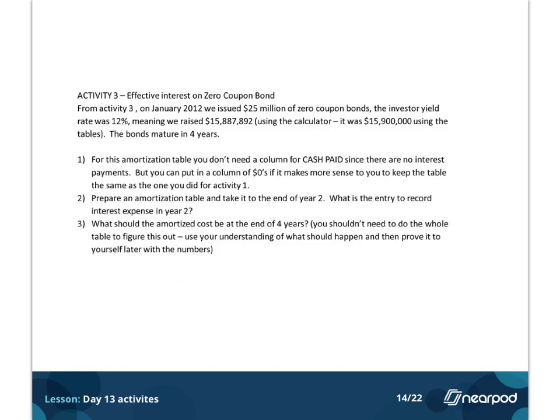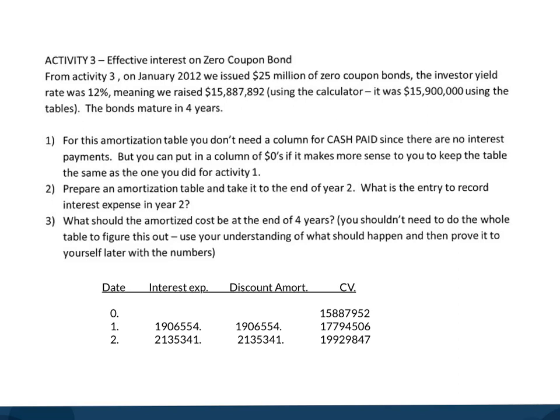So I'm going to grab an amortization table real quick. There it is. And we're going to get rid of the part we don't need. We don't need the cash paid amount, so I'm going to get rid of that. So that would be the form of my amortization table. Okay, so there's the amortization table through the end of year 2.